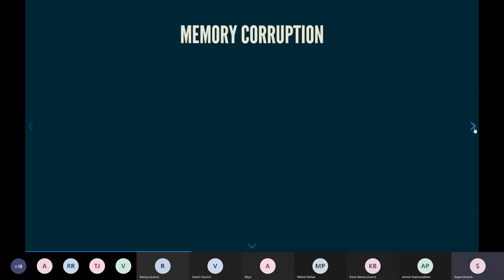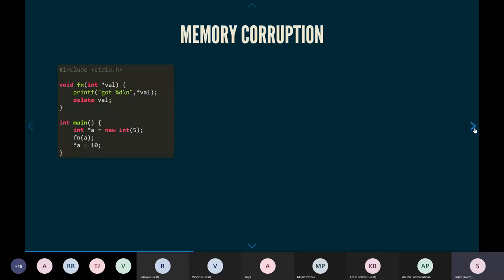Other types of issues, let's talk about memory corruption. All right, so here is an example in C, and I'm assuming all of us have worked in C. This is a simple code, we can understand it. So let's go through the code.